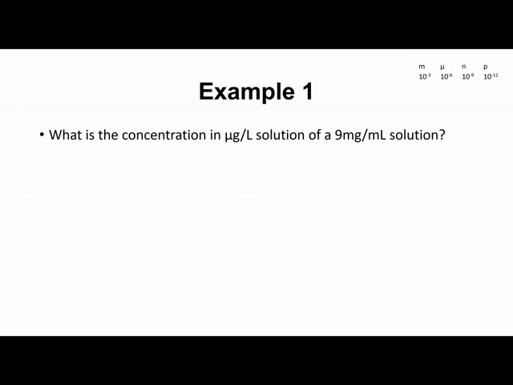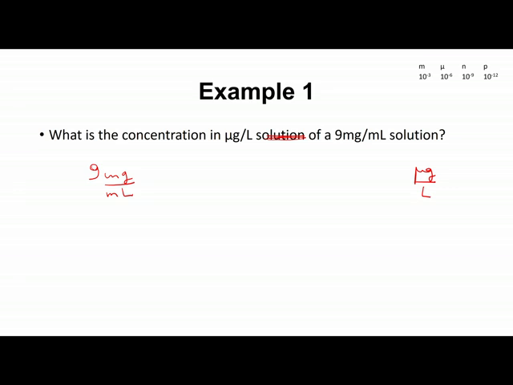The question is, it's actually a more practical example, this one. What is the concentration in micrograms per liter of a 9 milligrams per milliliter solution? So your starting solution is 9 milligrams per milliliter, right? And you have to end up with micrograms per liter.